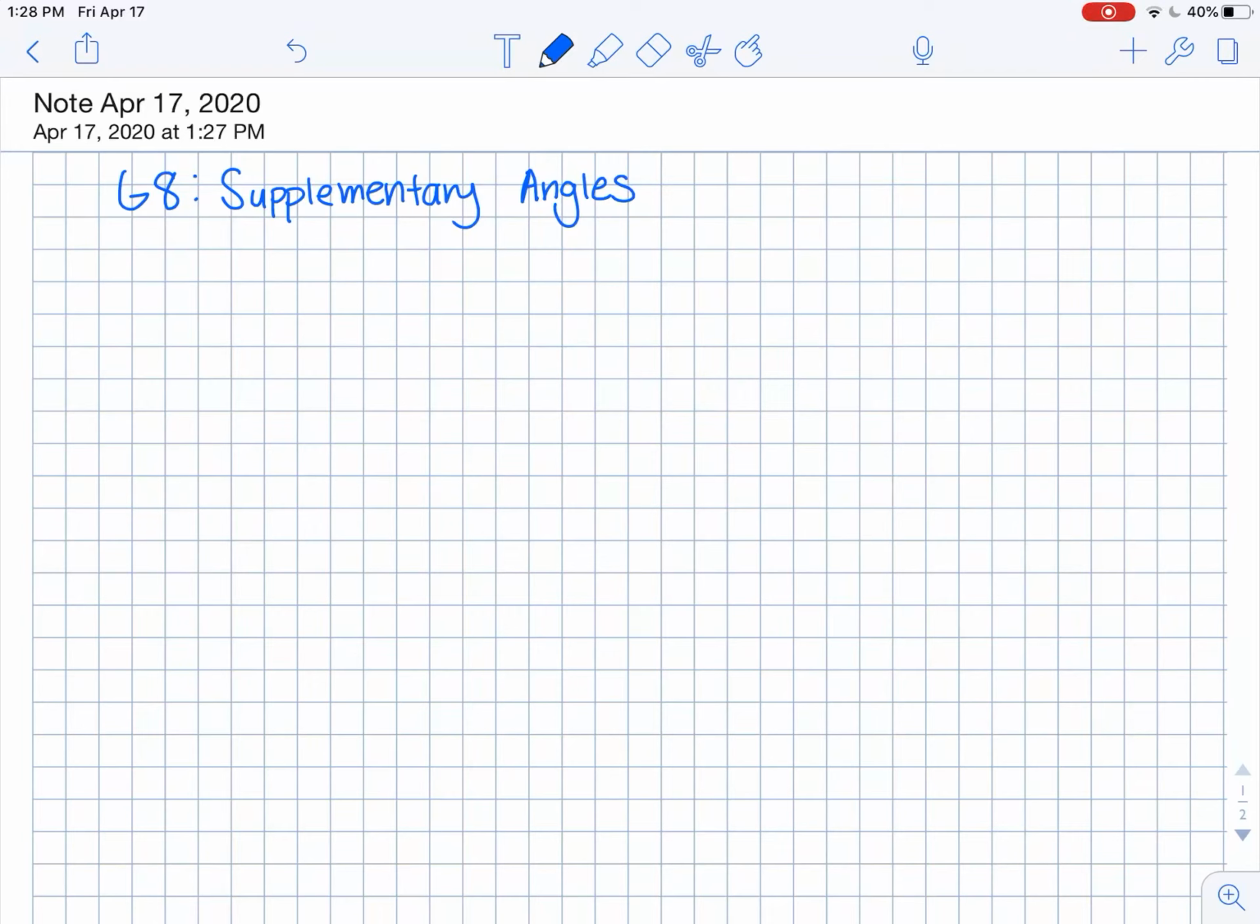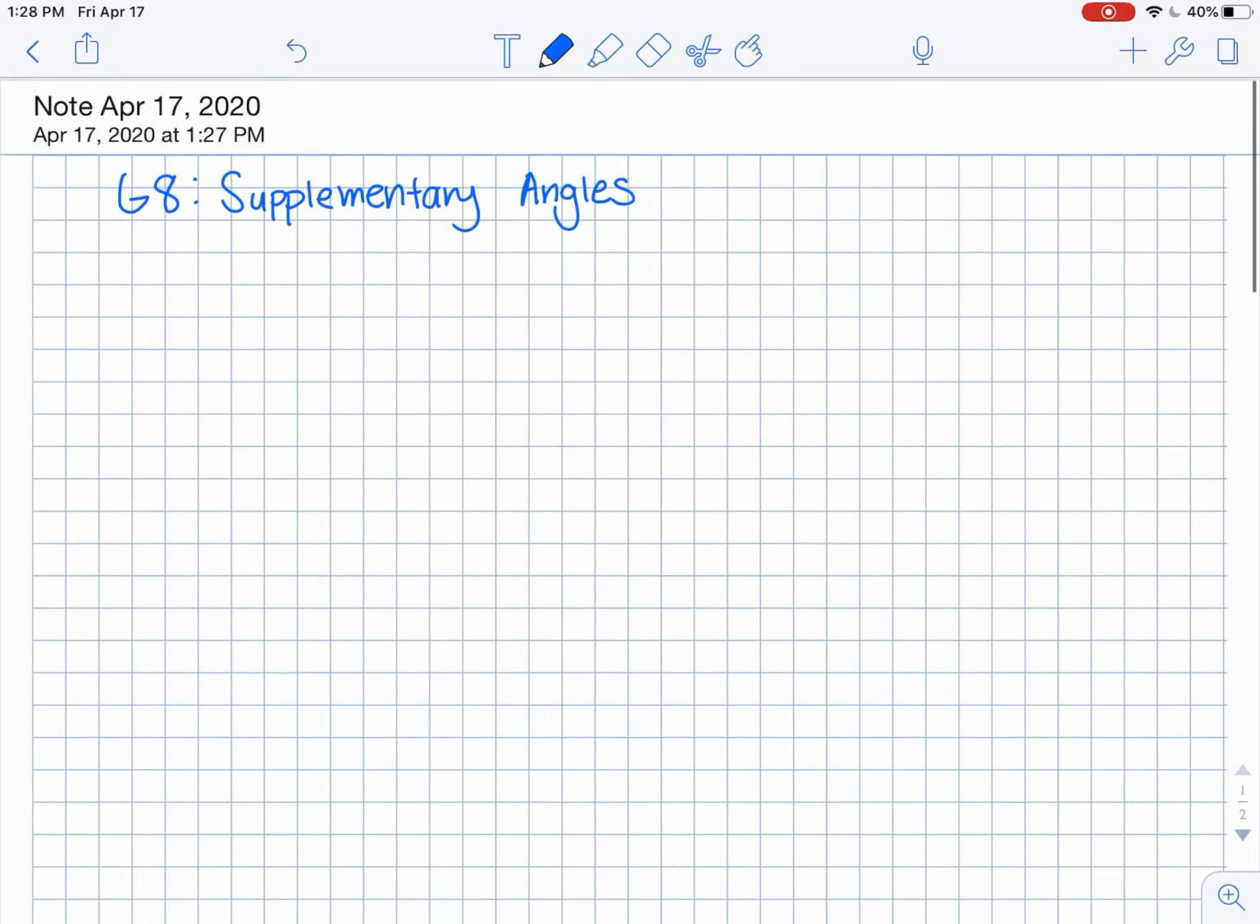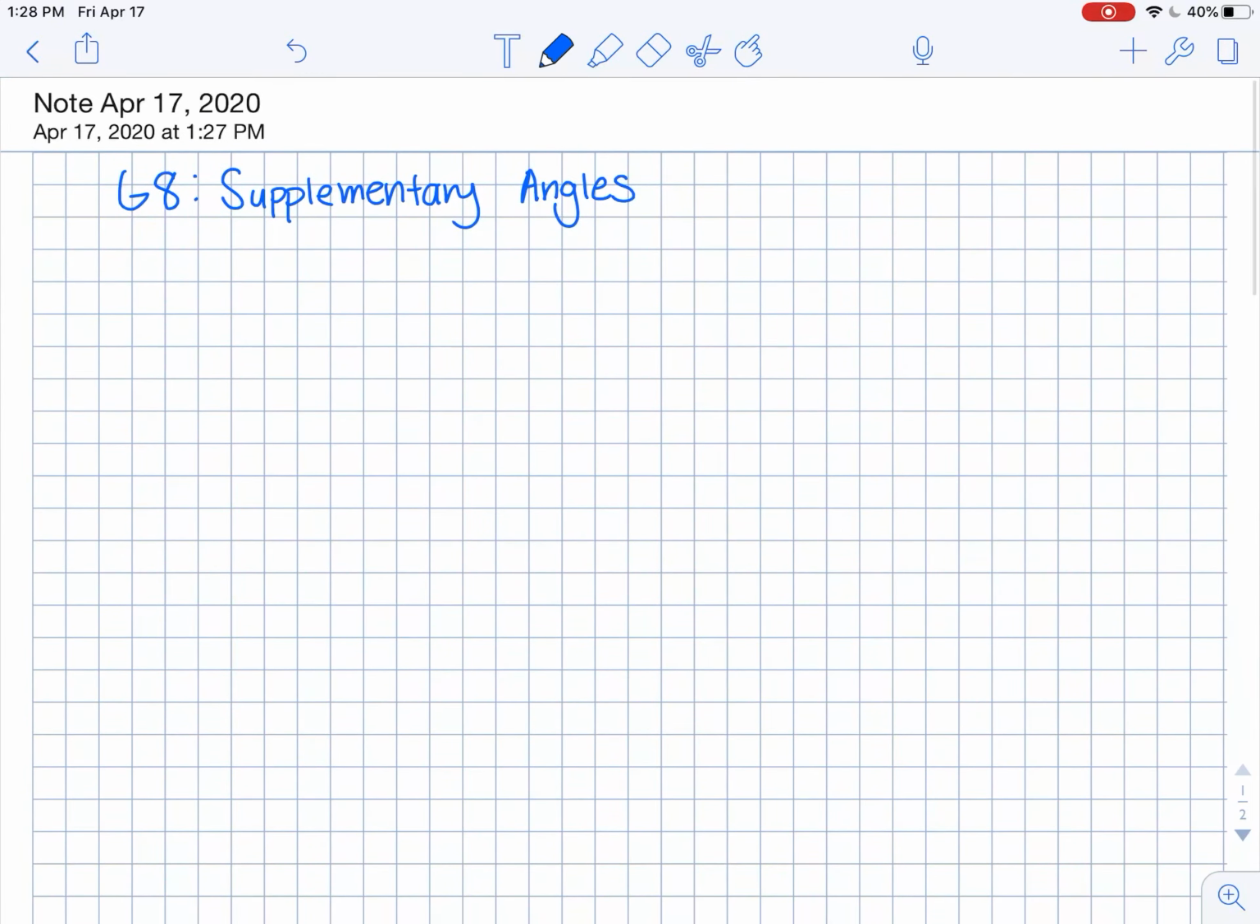Alright, good morning. Today we are going to start section G8, supplementary angles. In section G7 we looked at complementary angles. Supplementary angles are very similar, just one slight difference. Okay, so what are supplementary angles?